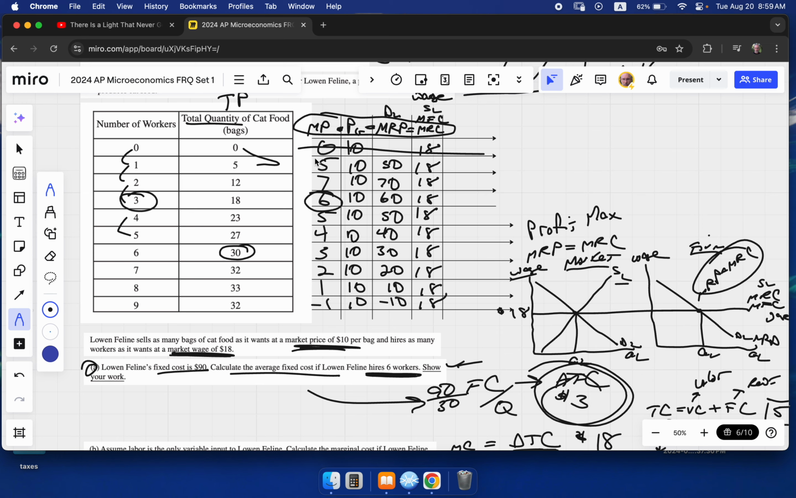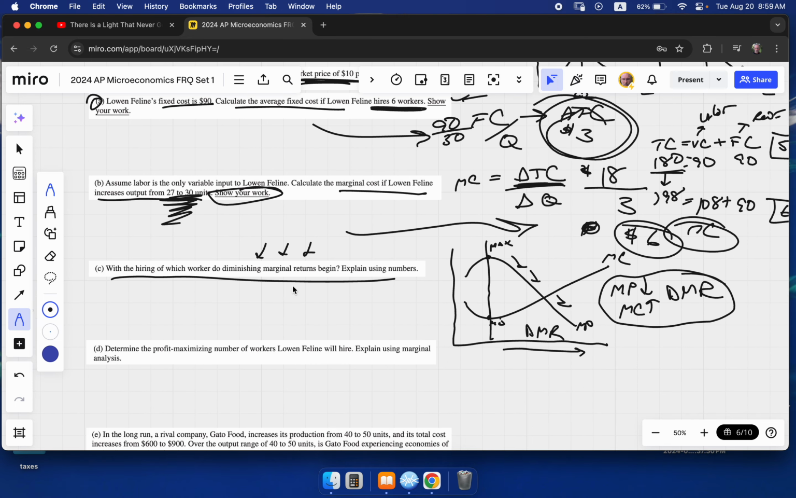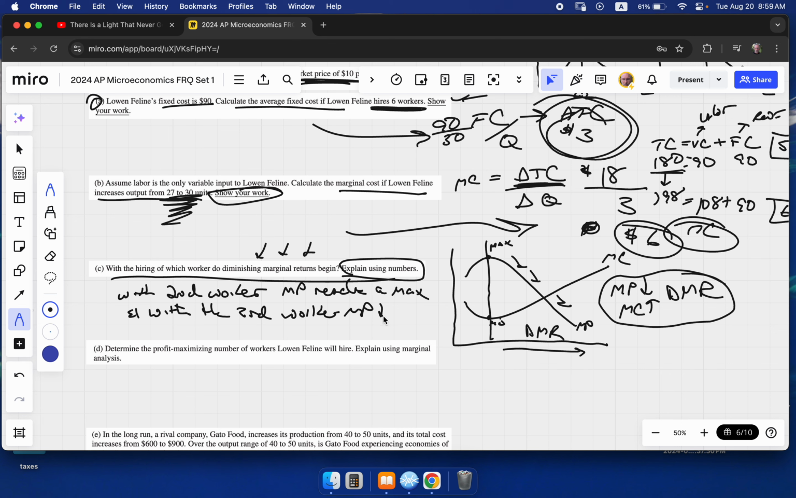We don't have marginal cost. We only have marginal product here. So we recognize that when marginal product starts going down, that is when diminishing marginal returns kicks in. So I would say, and they want us to explain using numbers, with the second worker, marginal product reaches a maximum, and with the third worker, marginal product decreases. Therefore, diminishing marginal returns starts with the third worker.